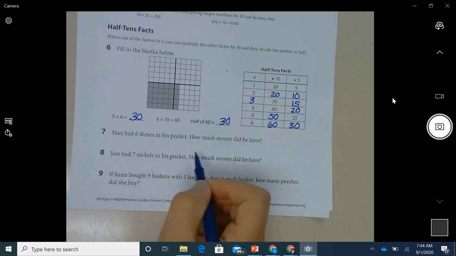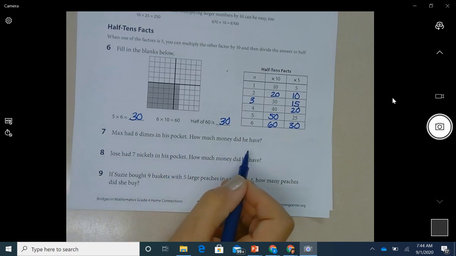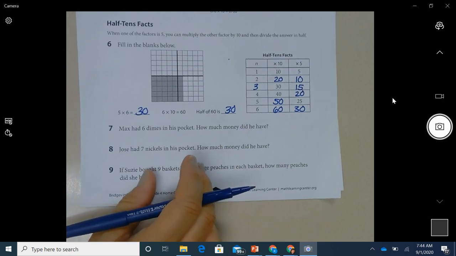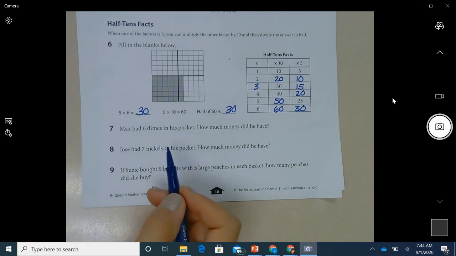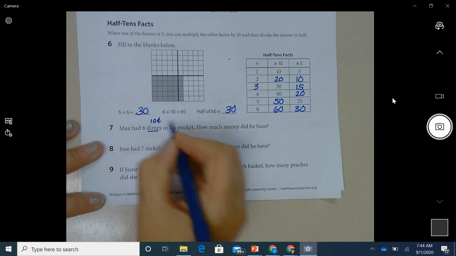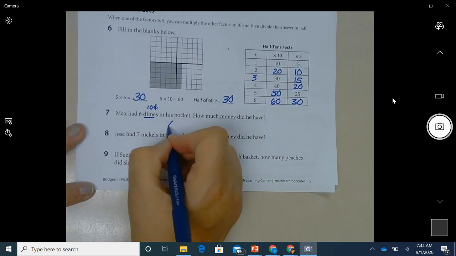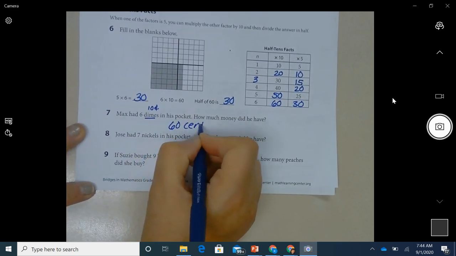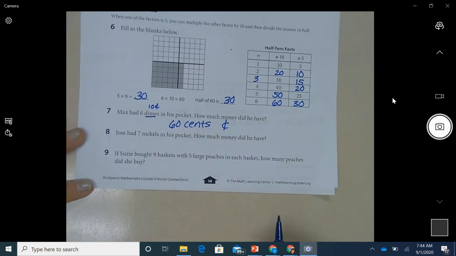Max had 6 dimes in his pocket. How much money did he have? So I know that it would be 6 times 10 because a dime is 10 cents. So I'm just going to add a 0 to 6, and I know it's 60 cents. And you can do the cent sign like this also.